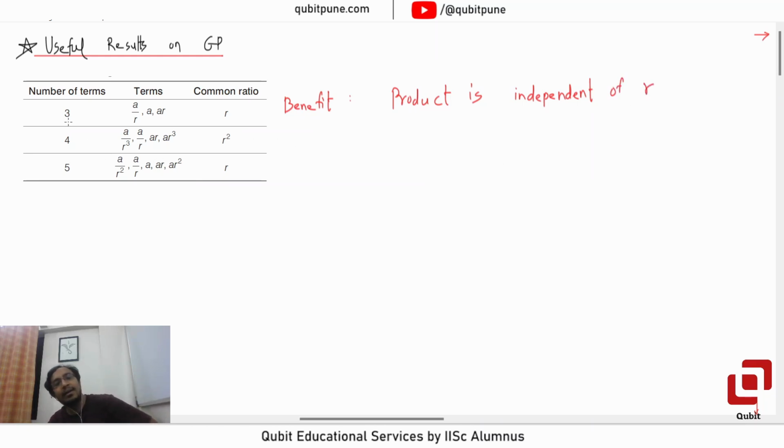For an odd number of consecutive terms, it's easy. The central term is to be considered as A and everything else is adjusted accordingly. But if we have an even number of terms, then the common ratio that we should consider is R squared. Same thing there: we consider the common difference as 2D, and here we are considering the common ratio as R squared.